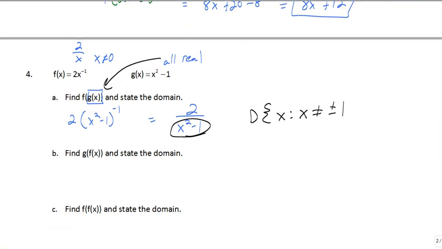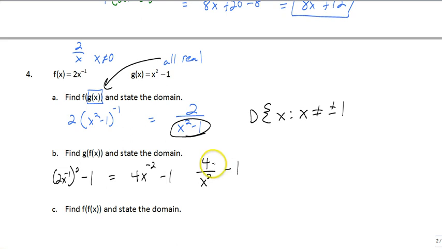Let's do g of f of x real fast. So we have x squared, oh, I shouldn't have said that. We have 2x to the negative 1 squared minus 1. Now, you have to square the 2, so we get 4x to the negative 2 minus 1. The 4 does not move down with the x squared. The x is the only thing with the negative power. So we get 4 over x squared and then minus 1.